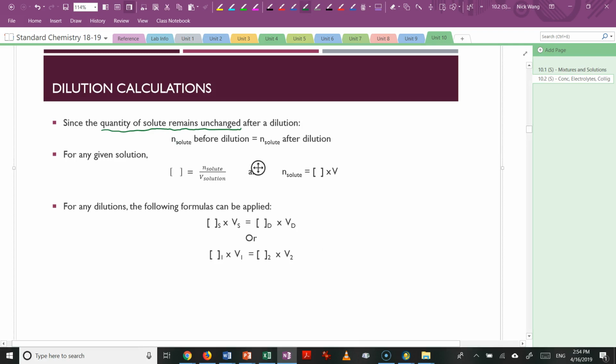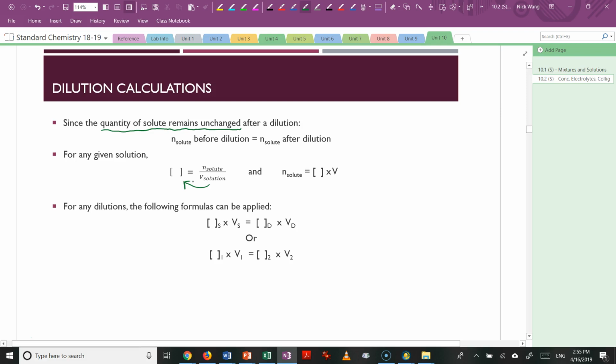So the mole amount of your solute before your dilution is equal to the mole amount of your solute after your dilution. Right? Generically speaking, remember that when you have this formula, the concentration of something, whatever it is, is equal to the moles divided by the volume of your solution. Therefore, if I rearrange it, can't you also then get n, your mole amount of solute, is equal to your concentration times the volume, right? So if you just rearrange this to solve for moles of solute, don't you get this? So basically moving this up here, cross multiplying that. So this is basically how this works.